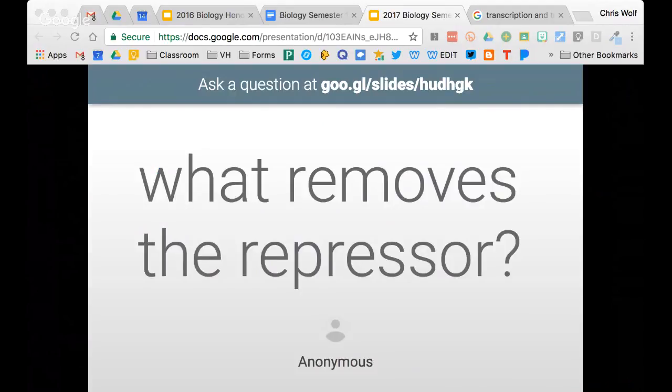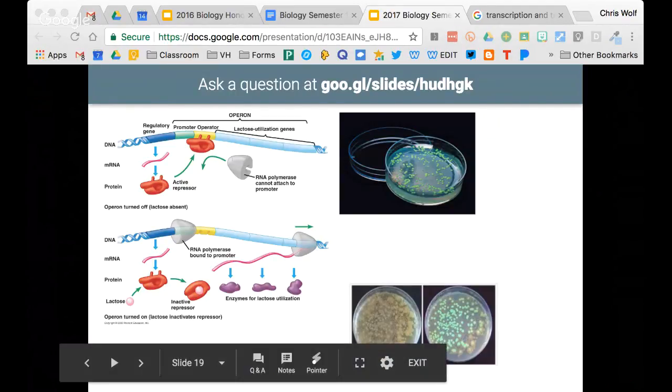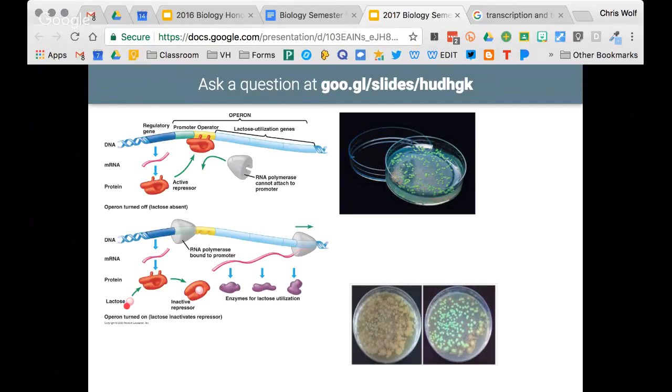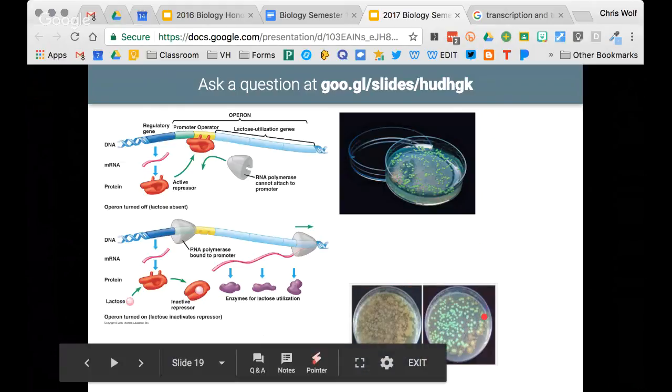Great question. What removes the repressor? What removes the repressor is this molecule called an inducer. In honors, we talked about this idea of lactose that we didn't really talk about in regular biology, but in regular biology, we just called it sugar. What removed the repressor was the presence of sugar in the growing medium, the agar we grew the bacteria on. The inducer causes the repressor to be removed, which allows RNA polymerase to read the gene. You transcribe it to mRNA. That mRNA can be used to make a protein. In this case, the protein was a green glowing protein.